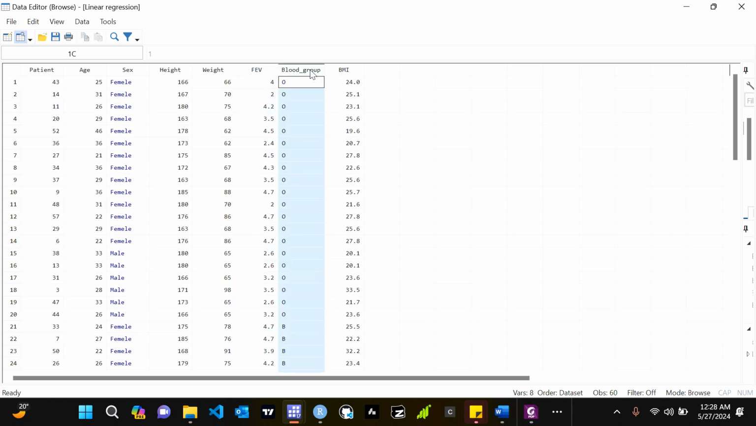So we have blood group and BMI. We calculate BMI from height and weight. BMI equals weight over height in meters squared. So we want to predict the lung function of patients using their age, sex, blood group, and BMI. So this is the data set we are using.